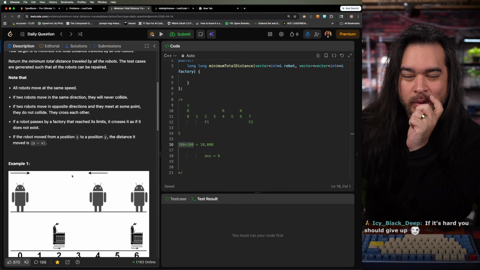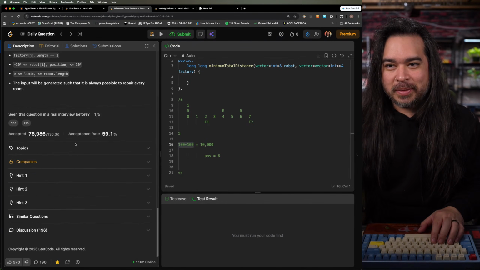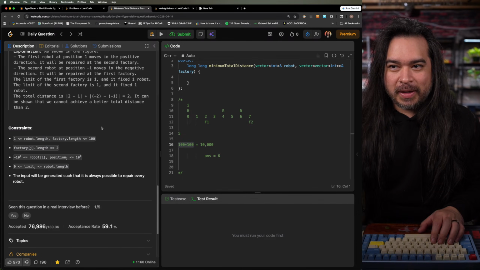Alright, I gotta look at one hint, man, because I've been stuck on this for far too long now. And Icy Black Deep says I should just give up.